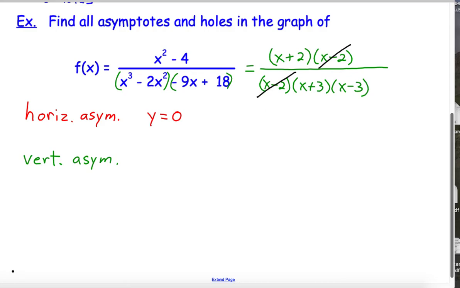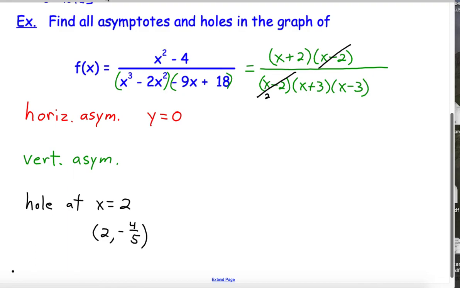x minus 2. So that means we have a hole in the graph at x equals positive 2. Because positive 2 here would make that 0. And I can actually find the coordinates of that. It's going to be at 2, comma. Now if I plug in 2 to my function after those are canceled, I'm going to get 2 plus 2 in the numerator. In the denominator, 2 plus 3 is 5. 2 minus 3 is negative 1. So I'm going to get negative 4/5. So that's exactly where the hole is in my graph.